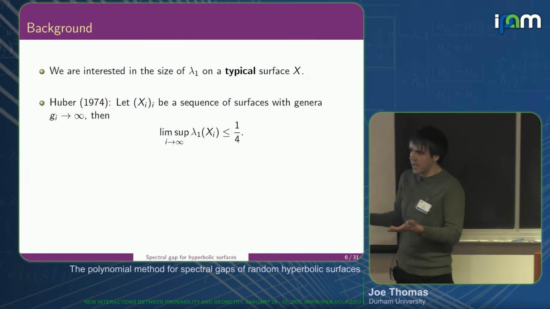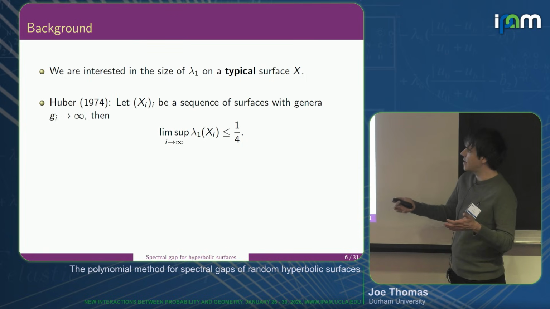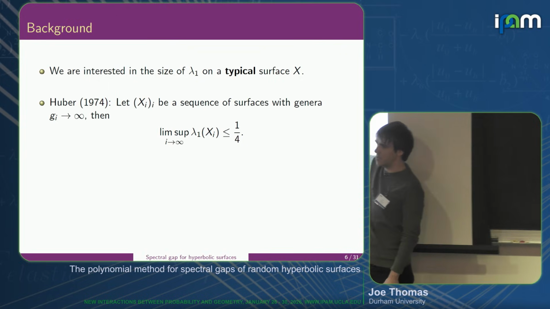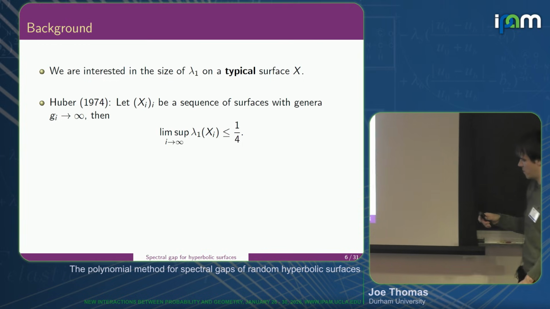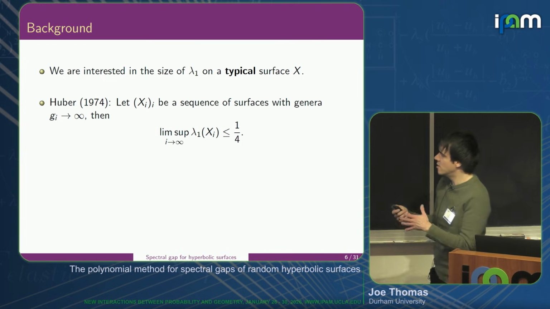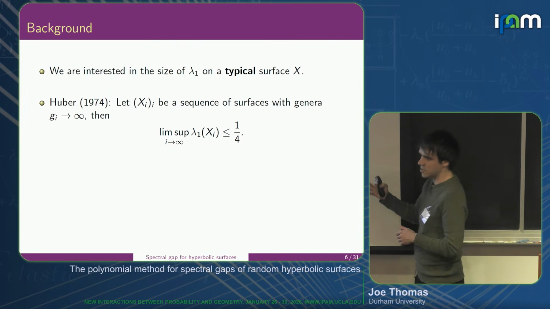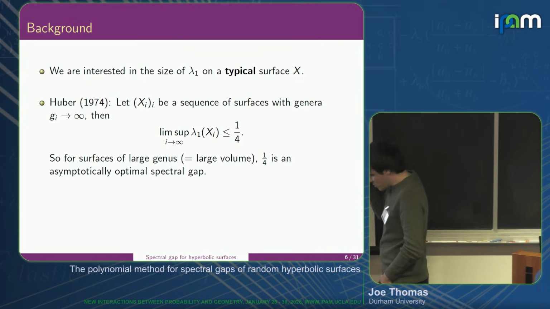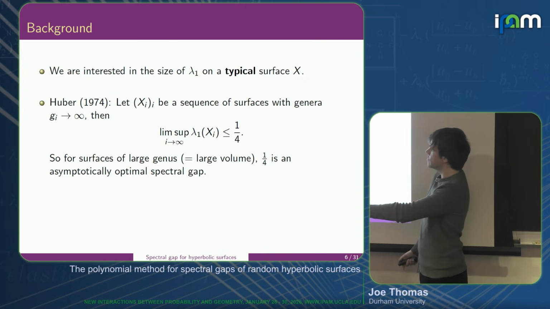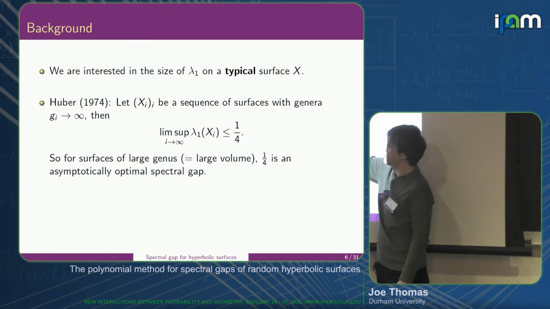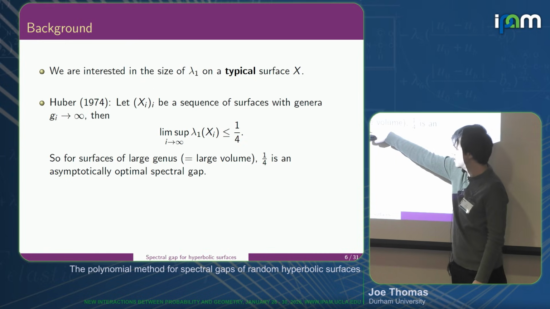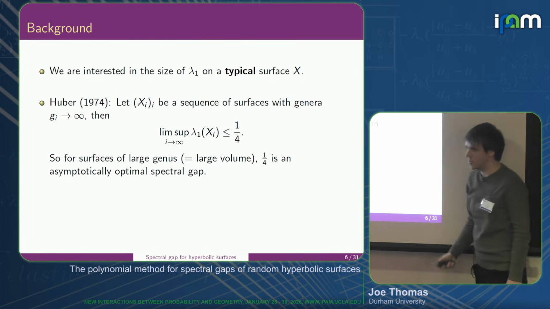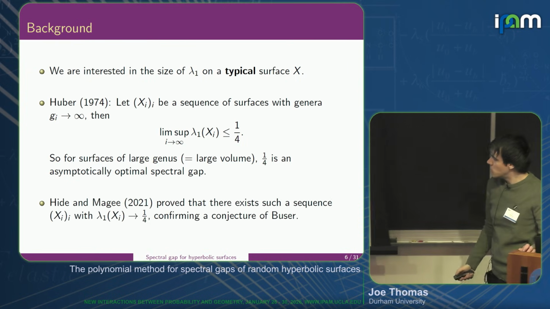So where does this 1/4 come from? If I look at the hyperbolic plane, I can look at the Laplacian on the hyperbolic plane. Its spectrum is absolutely continuous, equals 1/4 to infinity. So this is the bottom of the spectrum of the universal cover, the hyperbolic plane. This is where this is coming from. And what we tend to see is that surfaces typically start to look like the universal cover as the genus goes to infinity. So what it's telling me is that if I want to look at a sequence of surfaces of large genus, or equivalently, large volume, since with constant negative curvature Gauss-Bonnet tells me that these are linearly related, then 1/4 is just an asymptotically optimal spectral gap for these surfaces.